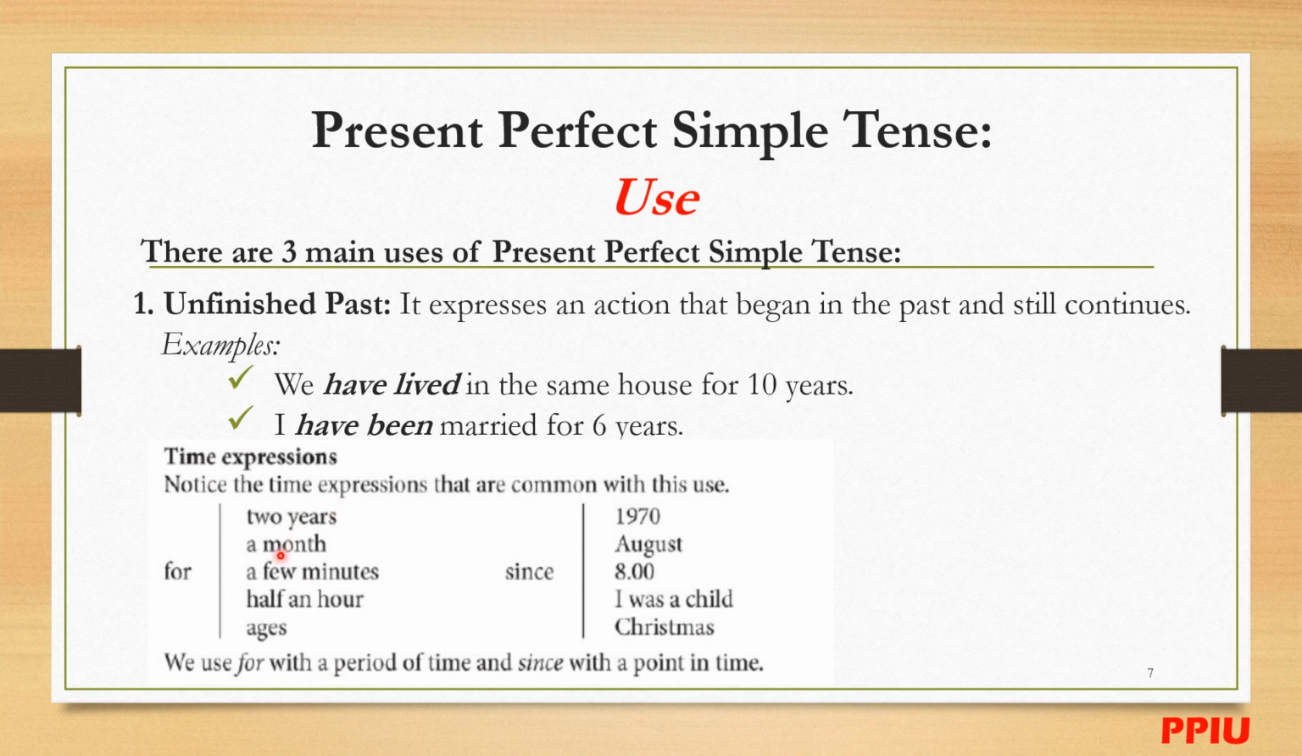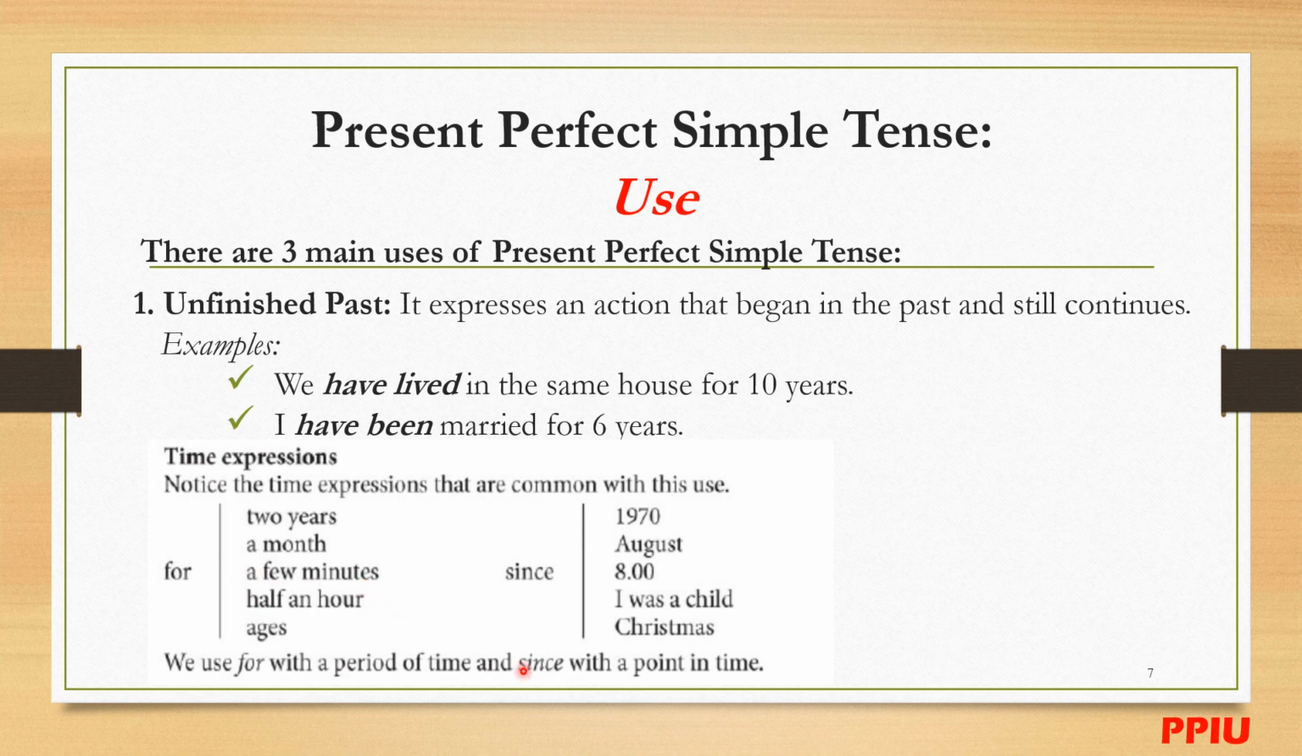We use for with a period of time, and we use since with a point of time. When? Since 1979 until now. For how many years? You can calculate there. For how long? For 2 years, for a month, for a few minutes.